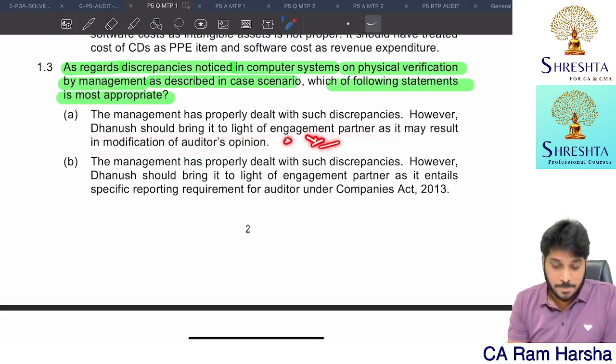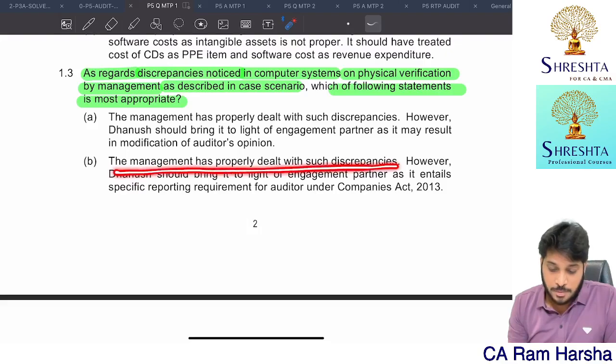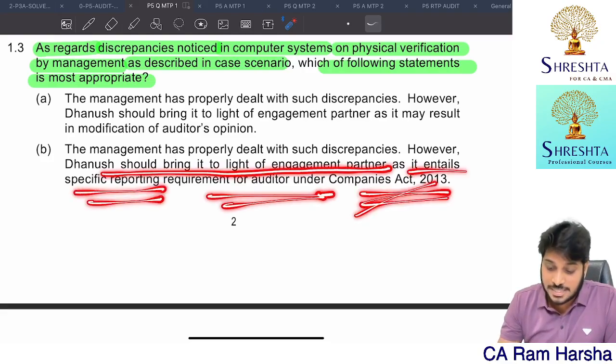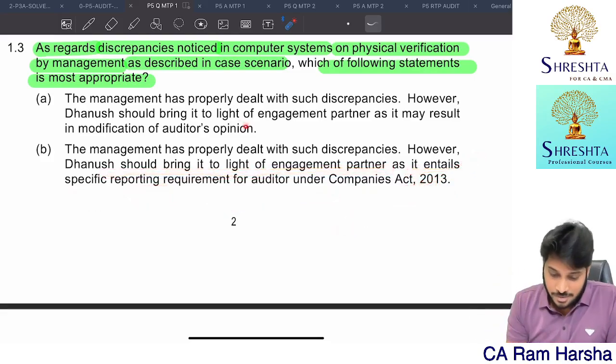This is actually correct. So Dhanush, no, he should say, sir, CARO report we should modify. This is correct. We'll see another option. The management has properly dealt with the discrepancy. However, Dhanush shall bring into light of partner as it entails specific reporting requirement for auditor under Companies Act. This is even more correct. We have to modify our opinion.